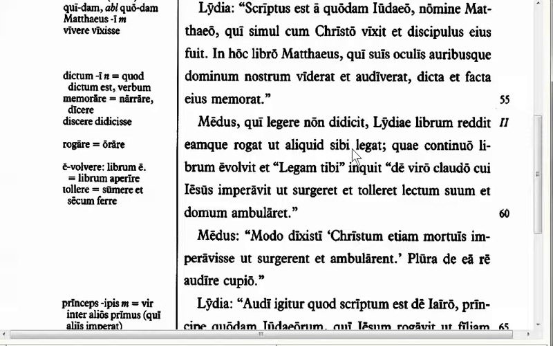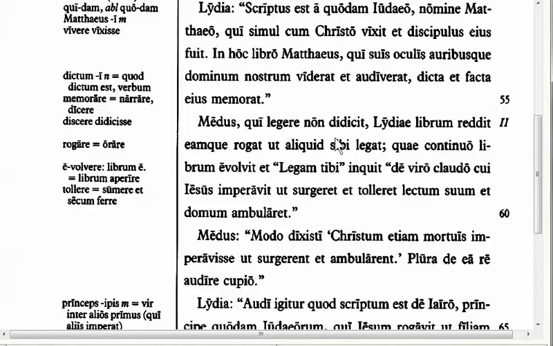Sibi is a reflexive pronoun. Reflexive pronouns are pronouns that reflect back on their subject. So to know who sibi is referring to, we need to look at our subject. And here we have Medus. So Medus, who hadn't learned how to read, asks her to do this so that she read something to him.